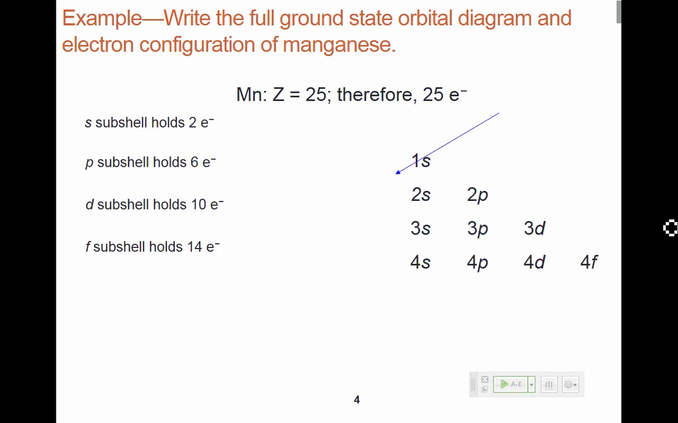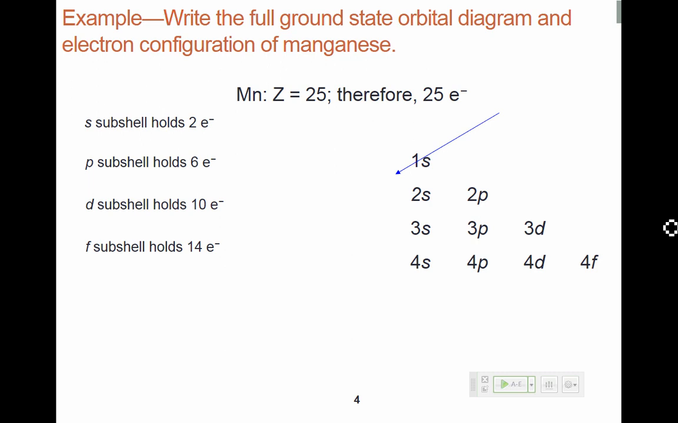So our s subshell holds 2 electrons, just to review. Our p subshell, we have those 3 boxes, so a total of 6. Our d subshell has a total of 10 electrons, and that may or may not be important to this one. We'll have to see. And our f subshell has a total of 14 electrons. So that's just a reminder. That's the total that any of those subshells can have, based on the fact that each orbital can only have 2 electrons. So for f, we have 7 orbitals, so we can have 14 electrons in there.